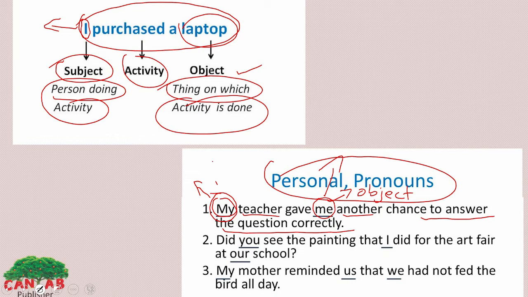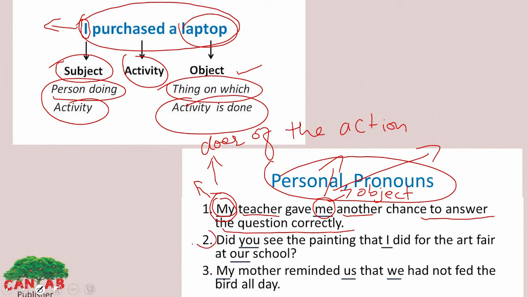So the my is subject, the doer of the action, and me is the one on which the activity is done, and the activity is answering the question correctly. These are called personal pronouns. Personal pronouns have both subject and object forms. The doer of the action is the subject and that on which the activity is done is called the object.